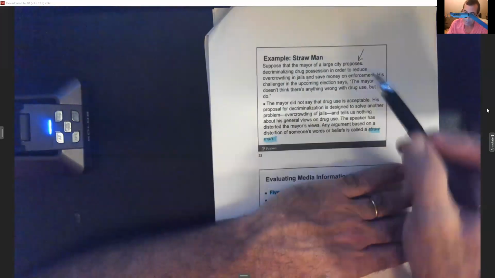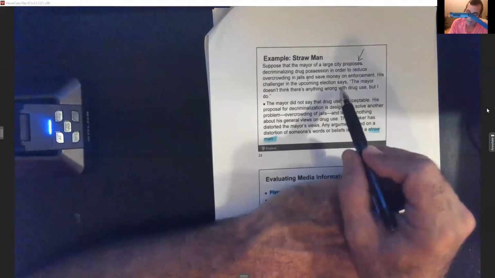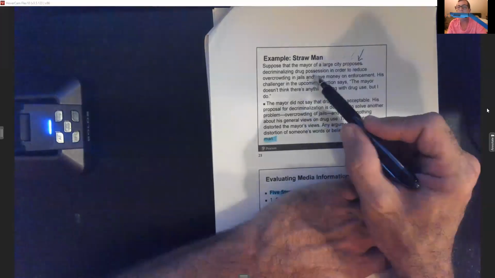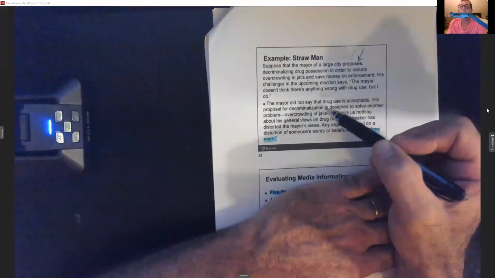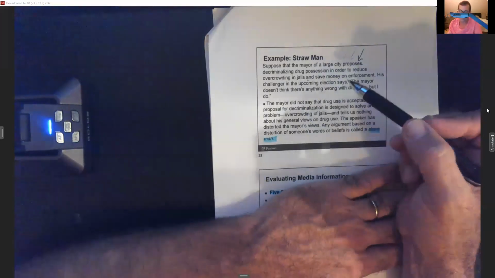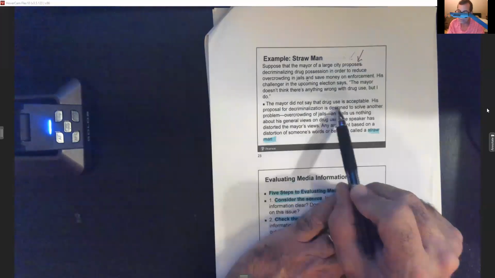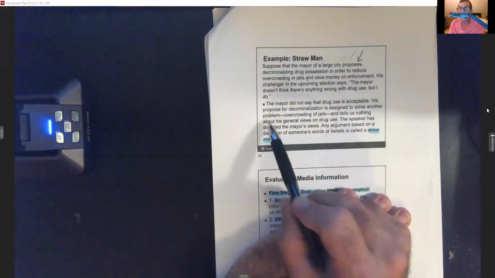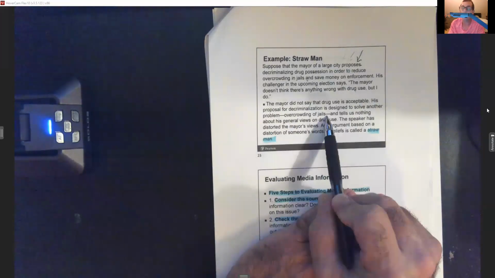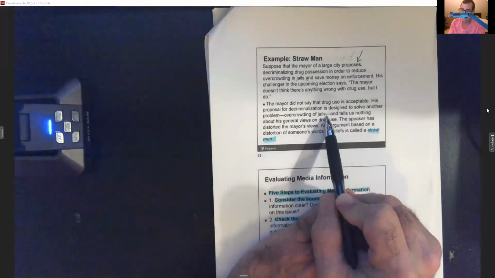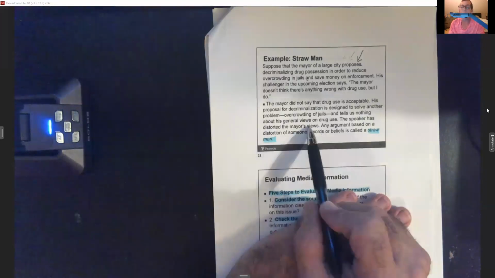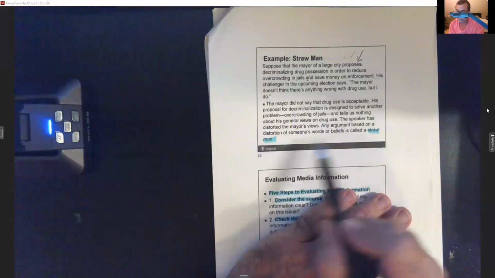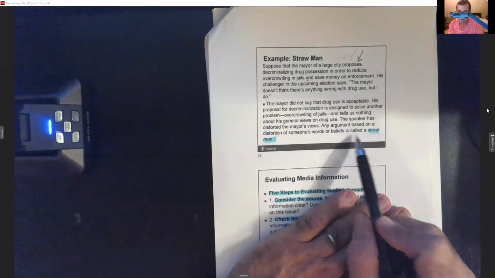But the other candidate is talking about this distorted version. Hey, he likes to let drug criminals out for the overcrowding. So therefore, he likes drug use. No, that's not what he's saying, right? He did not say that drug use is acceptable. His proposal for decriminalization is designed to solve another problem, overcrowding of jails, and lets harder criminals get in jail and lets out the lesser offensive criminals. It tells us nothing about his general views on drug use. The speaker has distorted the mayor's views. Any argument based on a distortion of someone's words or beliefs is called a straw man.